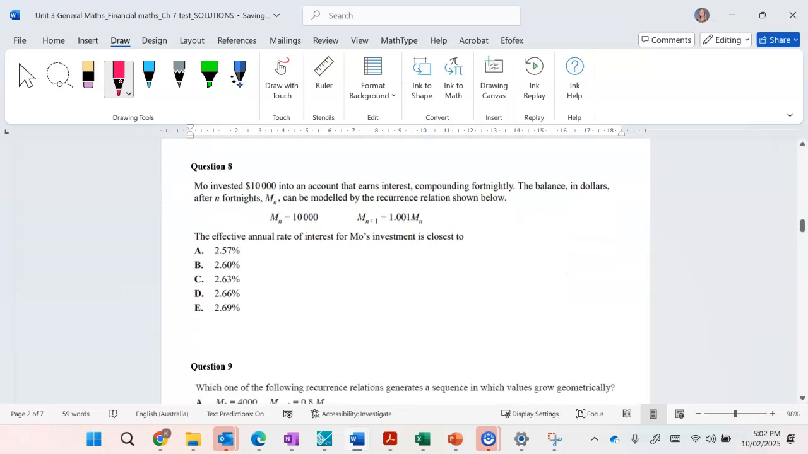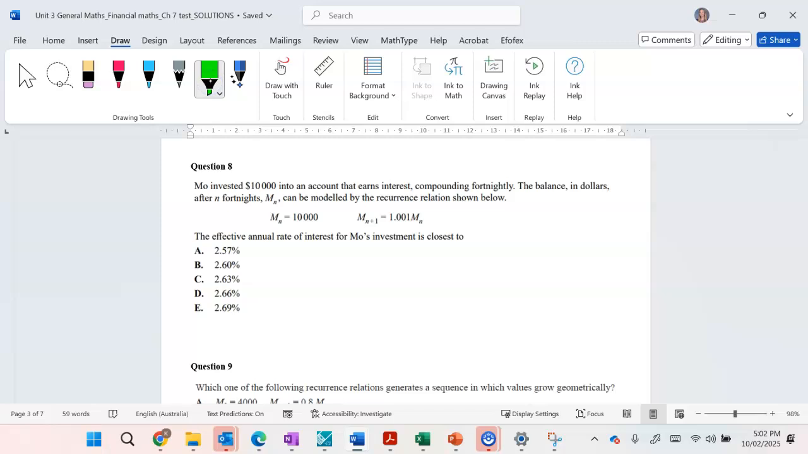Mo invested $10,000 into an account that earns interest compounding fortnightly. The balance in dollars after n fortnights can be modeled by the recurrence relation shown below. All right, so now we're looking at the effective annual interest rate for Mo's investment.